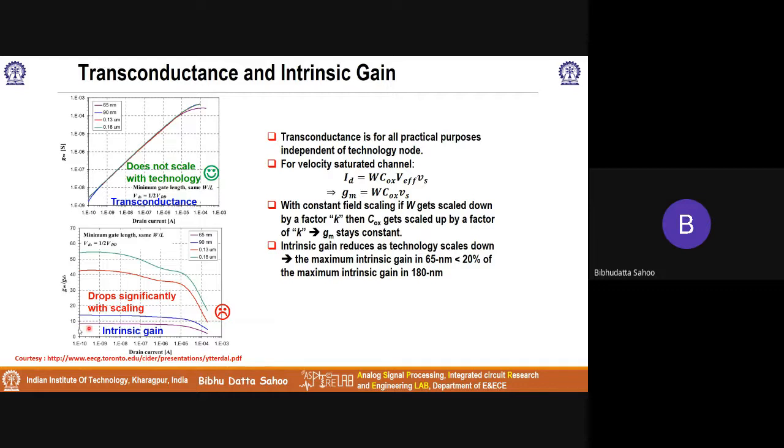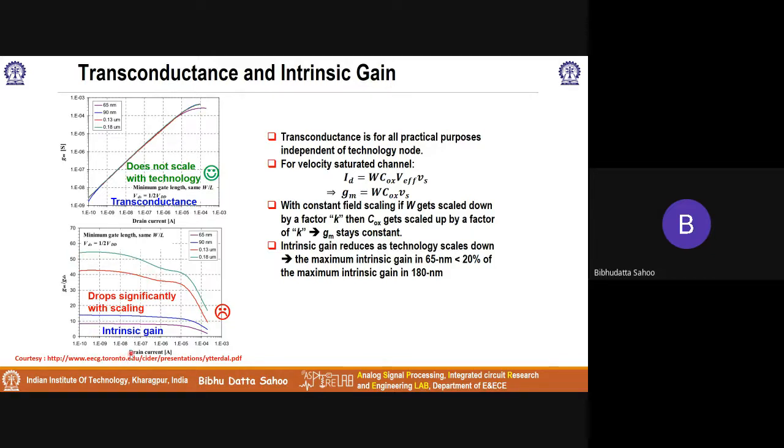Now let us see what happens. gm is not scaling, but gds is dropping. Sorry, gds is increasing, so therefore ro is dropping, so the product is reducing. Therefore the intrinsic gain, if you compare 180 nanometer down to 65 nanometer, you can see that at 180 nanometer the intrinsic gain was pretty high. gm over gds was close to 50 or 70. Sorry, it was close to 55.